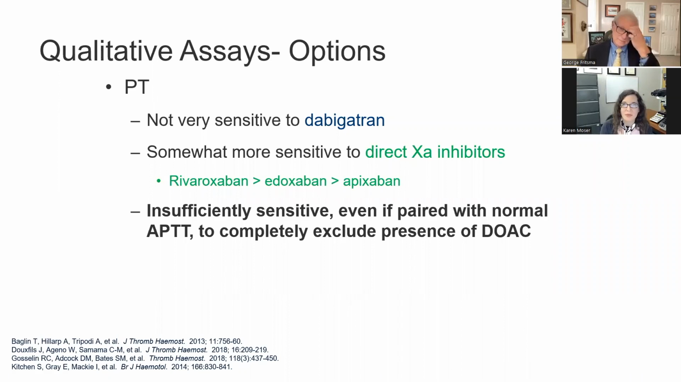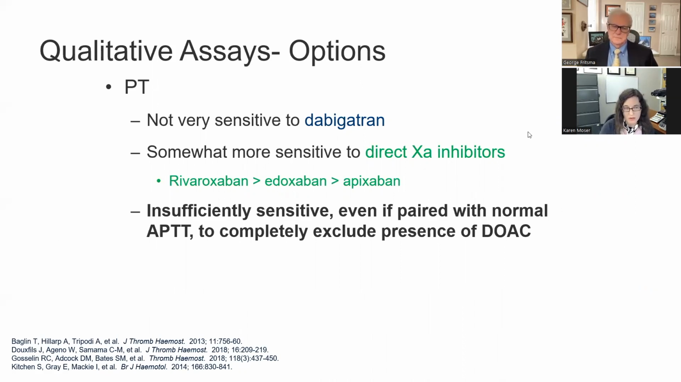So let's talk about a few details instead of just staying up here in the clouds with a real general claim. So I have a few slides just to highlight what I'm talking about here. First, let's think about the PT. So the prothrombin time is not particularly sensitive to dabigatran, but it's somewhat more sensitive to direct 10A inhibitors. And there's kind of a rank order list of sensitivity. Rivaroxaban tends to show more effect than edoxaban, which shows more effect on the PT than apixaban. And most PT reagents are not particularly sensitive to apixaban.